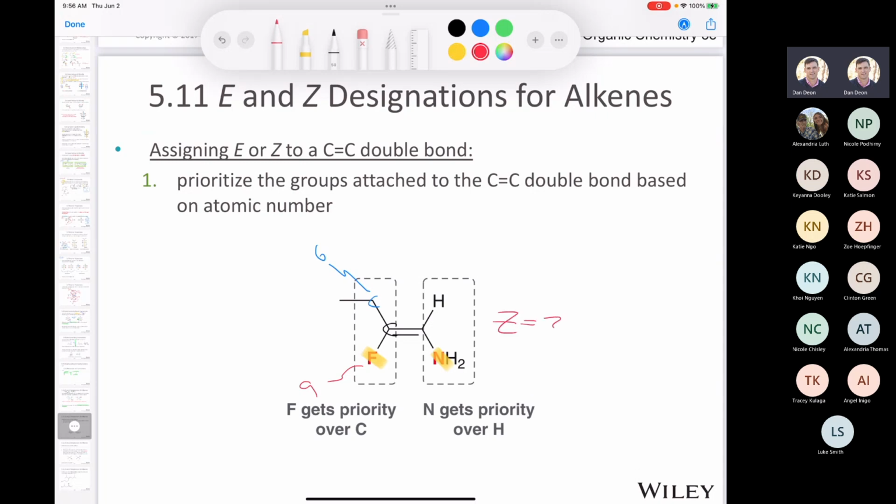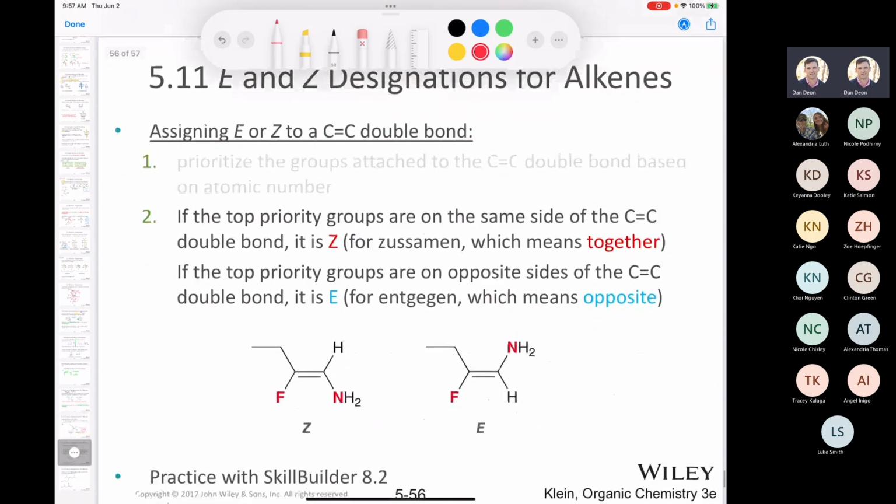Z stands for zusammen, and I don't know if I'm spelling that correctly, which in German means together. Okay, like that. So they're on the same side. Sometimes my students will say they're on the same side. I don't know. It's just a way of remembering it. It's kind of a mnemonic that students have developed over the years.